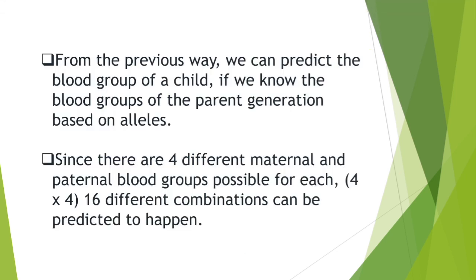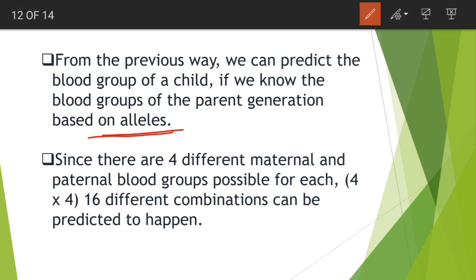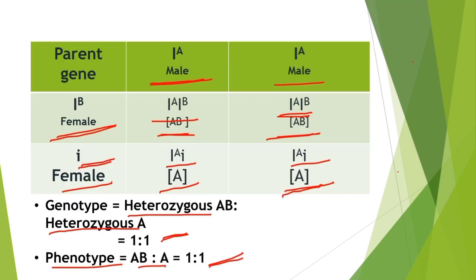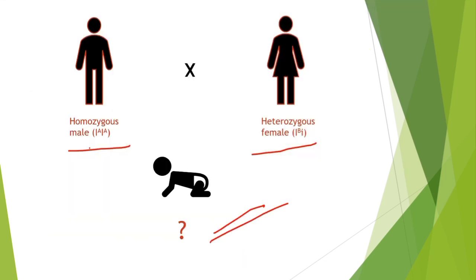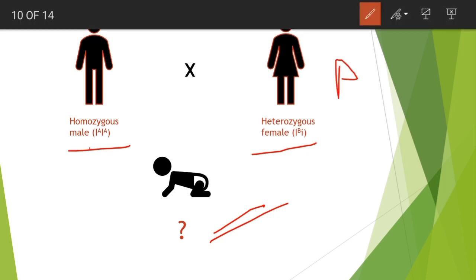So from the previous way, we can predict the blood group of a child if we know the blood group of the parent generation based on alleles. What is meant by based on alleles? If we know whether the parent is homozygous or heterozygous, or both of them are homozygous, or both of them are heterozygous, certain kinds of combinations can take place. If we know the type of alleles present in the parent generation, then we can predict the blood group of the child.